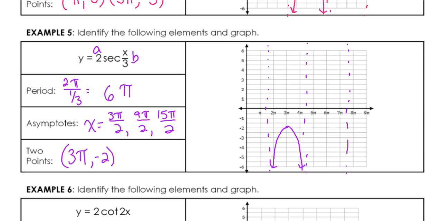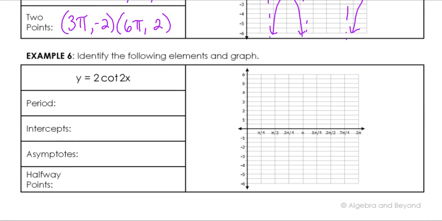And then another key point is going to be 6 pi. And as you may have figured out now, it's kind of a reflection of that. So it would be up at 2, and it would be that U shape facing upwards. So then I can use that to help myself draw the other half of it. So it would look something like this. And the other half that I'm missing over here looks kind of like that. So there is my secant graph.